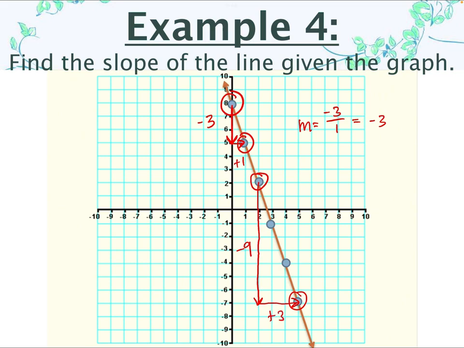So if we calculate that slope, that's m is equal to, our rise was down 9, our run was right 3. Negative 9 divided by 3 reduces to negative 3. So notice the slope is the exact same no matter what 2 points we pick, as long as those 2 points are on the line.